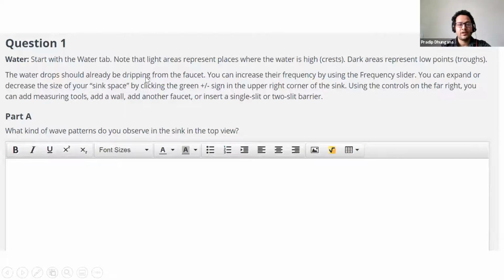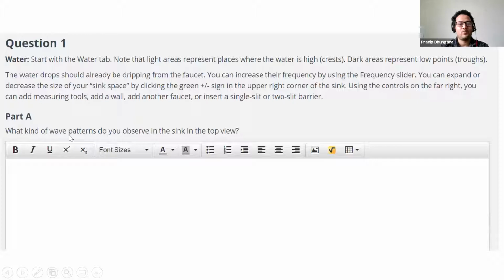The water drops should already be dripping from the faucet. We have already seen that. And you can increase their frequency by using the frequency slider. We just checked that one. And then you can expand or decrease the size of your sink space by clicking the green plus minus. We have just played around with those different tabs. Okay, so now let's go to the question.